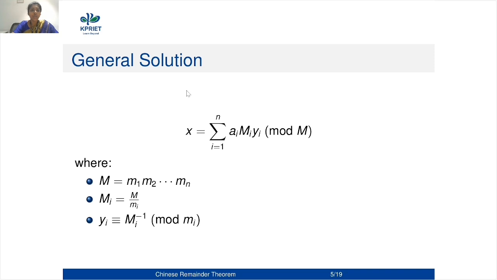And the general solution of this congruence equation is x is equal to the summation of ai, Mi and yi modulo M, where M is the product of those moduli, capital Mi is M by mi, and yi is congruent to Mi inverse modulo small mi.